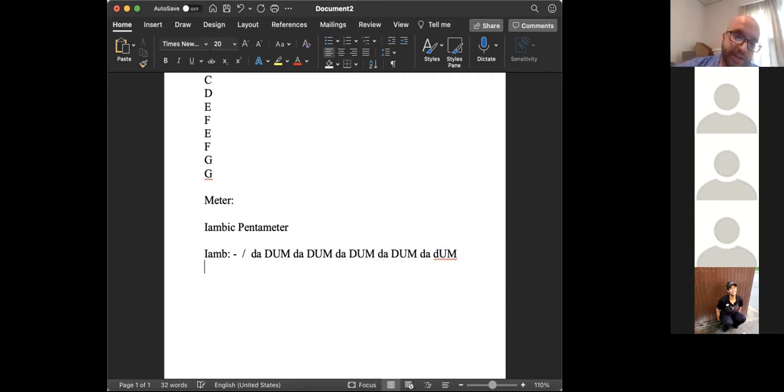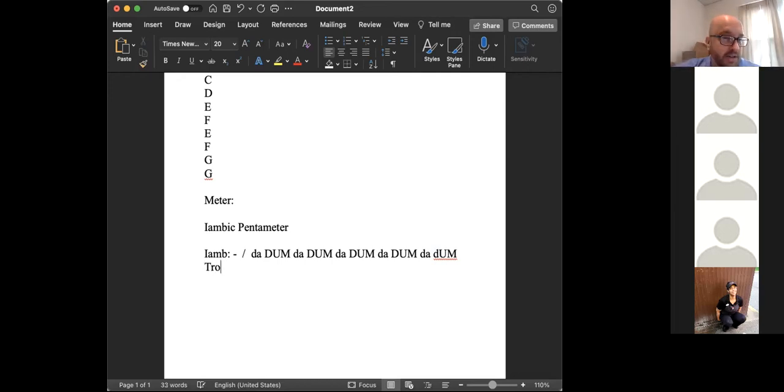Now there are other types of feet that you can have in a line as well. Whenever you write your own, you kind of have to keep track of where your syllables are. It's okay to have one or two other feet besides an iamb in a line, but you want to make sure the majority of your feet in the line are iambs. Otherwise, it's no longer iambic pentameter.